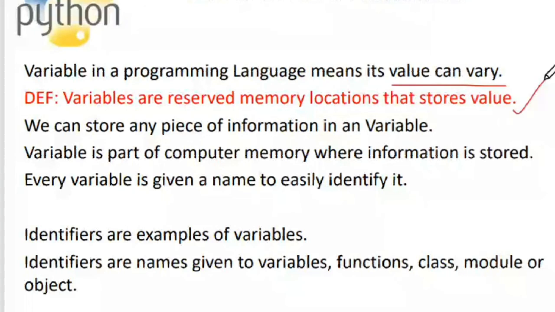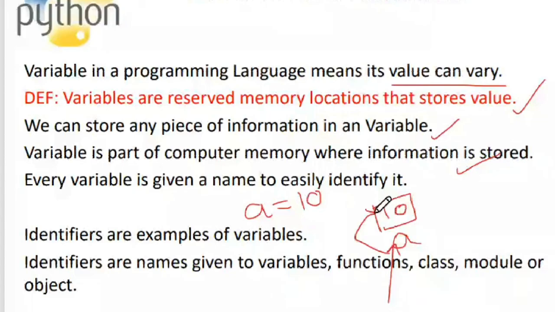A variable is part of a computer memory where information is stored, and every variable is given a name to easily identify it. So it is a named memory location. Say I'm saying a is equal to 10, it is a named memory location. Here the logical and physical addresses will be there. This is the logical one. Through your code, you're naming this location and saying 10. So whenever you want A, this 10 will be retrieved from the memory.